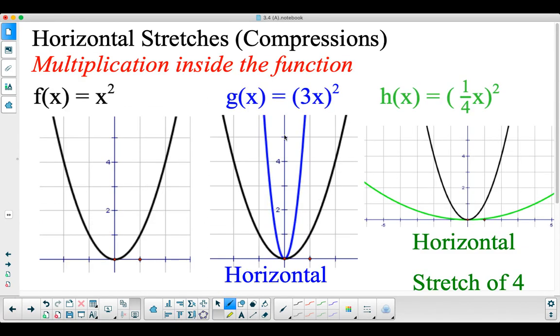So that just is kind of a little crash course in those transformations and what that does to the parent functions and how that might look. Now you should have enough information to go and practice 3.4 part 1.